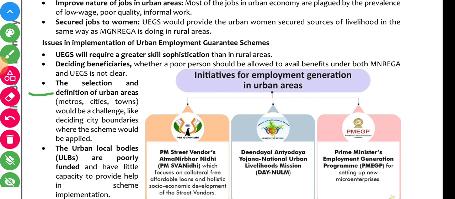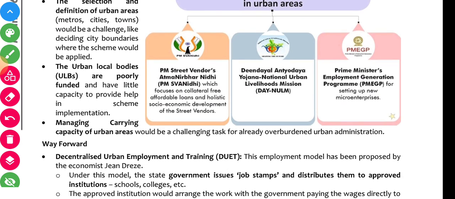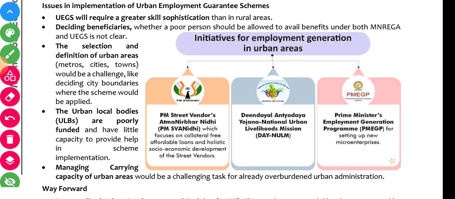Selection and definition of urban areas, metro cities, towns would be a challenge, like deciding city boundaries where the scheme would be applied. Urban local bodies are poorly funded. Managing carrying capacity of urban areas. Other initiatives for employment generation in urban areas: PM SVANidhi for street vendors.